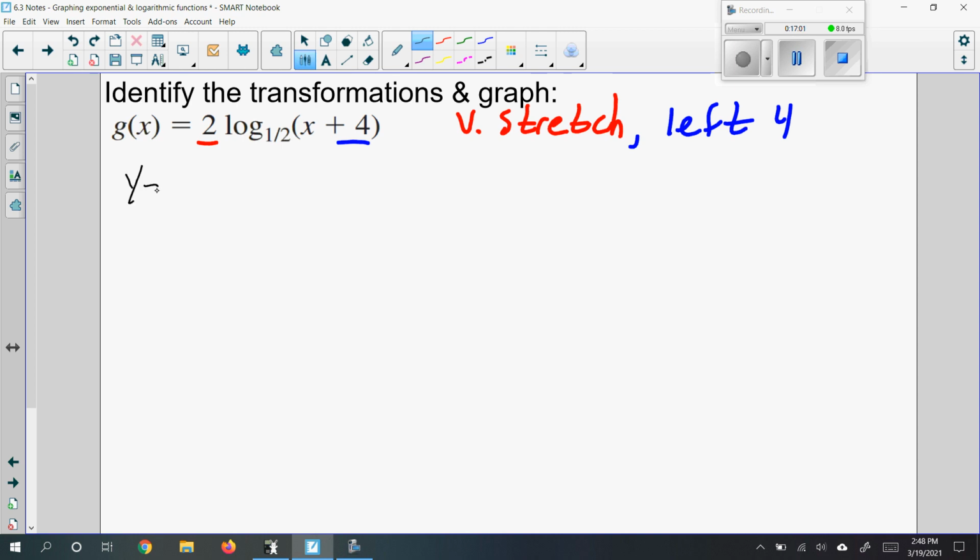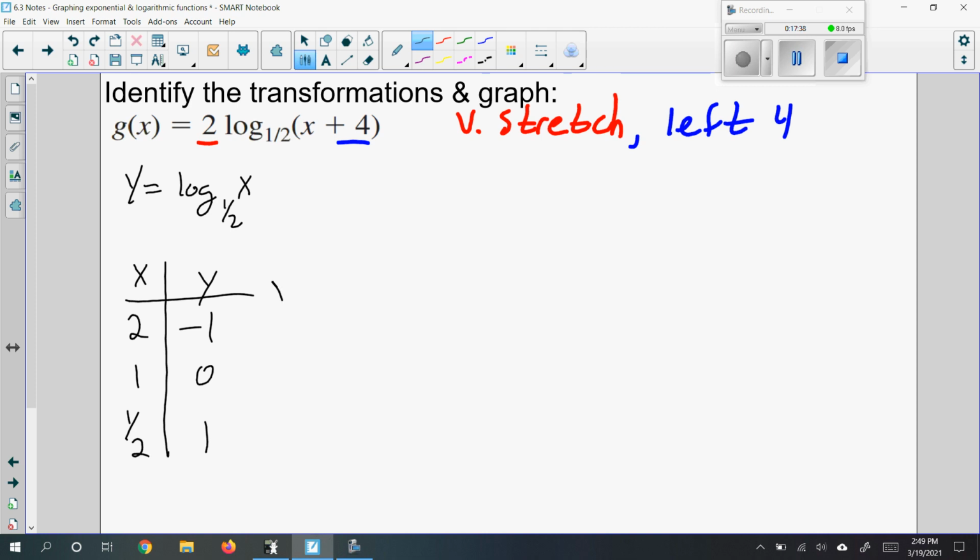So our parent function is y equals log base 1/2 of x. So we'll go ahead and make our parent table. The y values are going to be -1, 0, and 1. To find the x values, we're going to evaluate the base to the power of y. So 1/2 to the power -1 is 2. 1/2 to the power 0 is 1. And 1/2 to the power 1 is 1/2. This has a vertical asymptote of x equals 0.